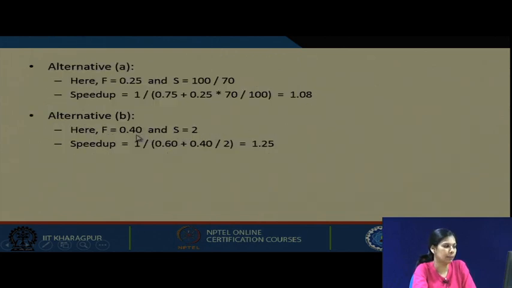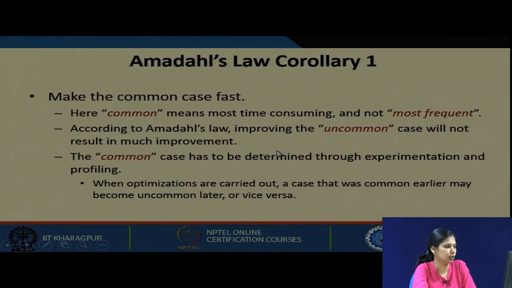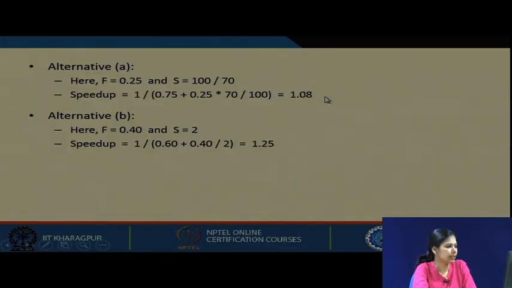Let us take the next alternative where the I/O bound job is 40% and the rest 60% we are not doing anything, but on that 40% we are having a speedup of 2. So, in this case, if we solve the speedup equation, we are getting 1.25. So, in this case we can say that alternative B is better than alternative A, where here the speedup on 25% is made and here the speedup on 40% is made.